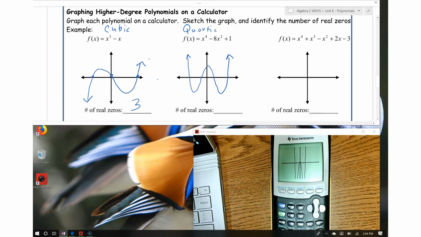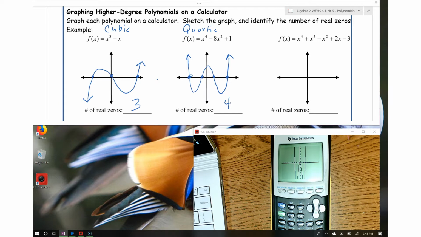Okay? And we notice that we have 1, 2, 3, and 4. We have 4 intersections. So we're going to have 4 real zeros. Okay?